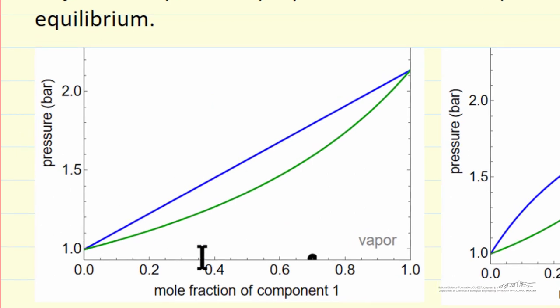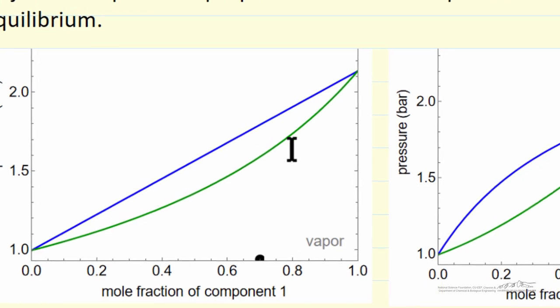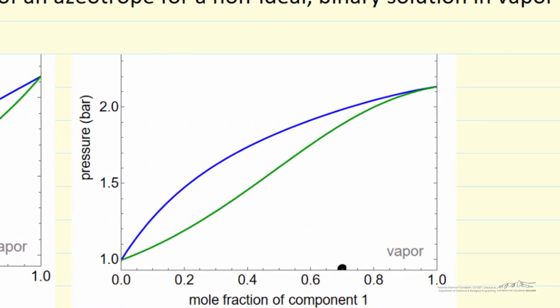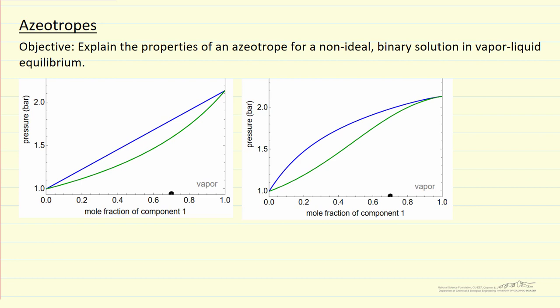We're plotting pressure versus mole fraction, and the bubble pressure is just a straight line. As we make the solution non-ideal, and let's do that by having activity coefficients that are greater than 1, then we get deviation. So now the bubble point line is not a straight line, but it's curved upward. If that gets to an extreme, this is how we can end up with an azeotrope.